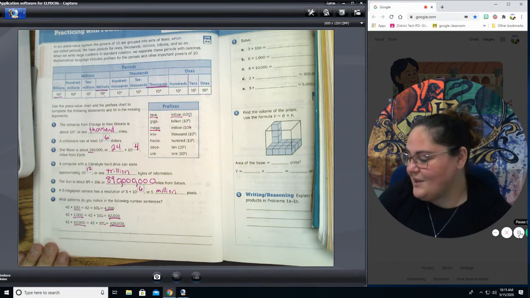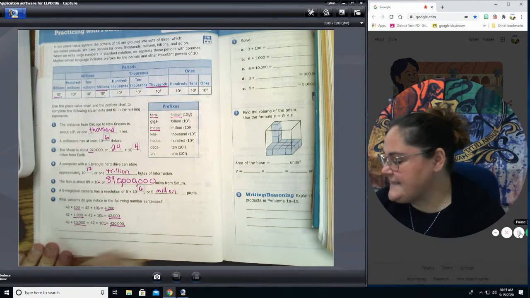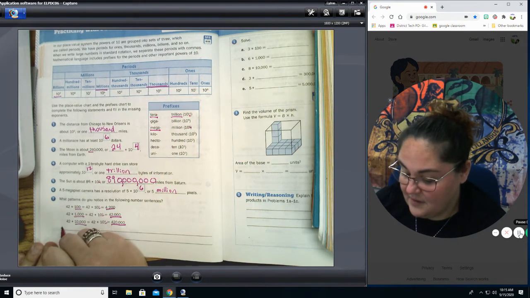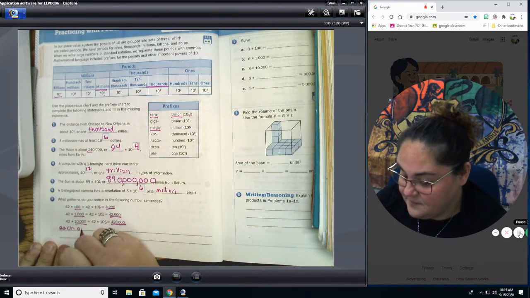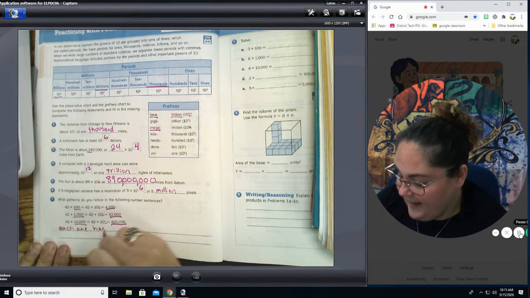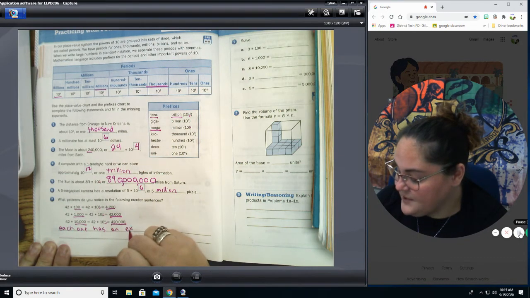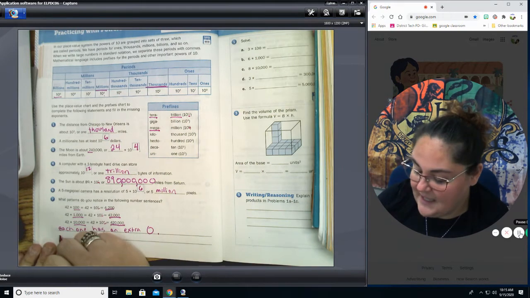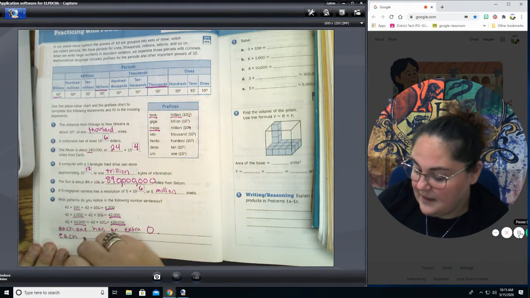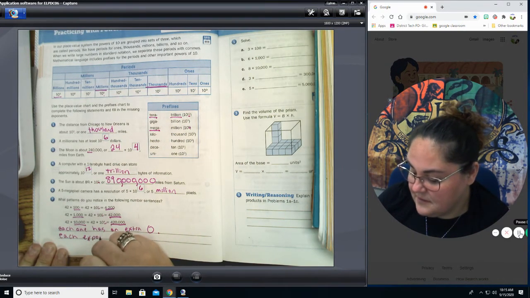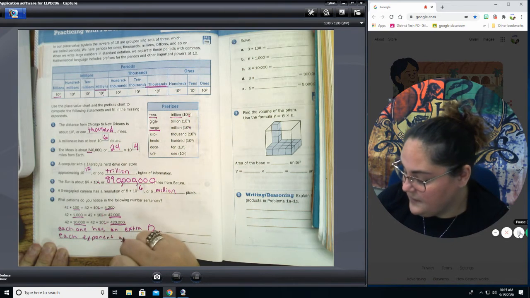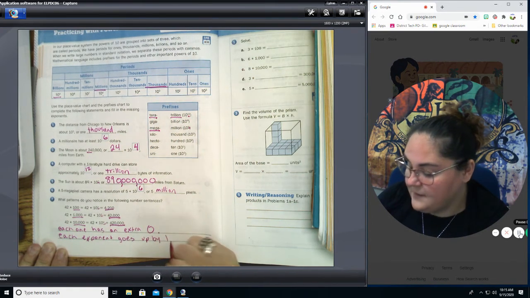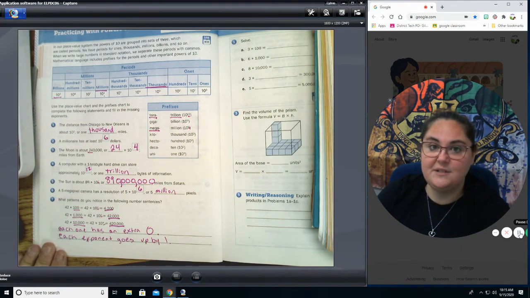All right, what you should have written on this line is an extra 0 is attached to each answer. So each one has an extra 0. You could say each exponent goes up by 1. I would take either of those answers.